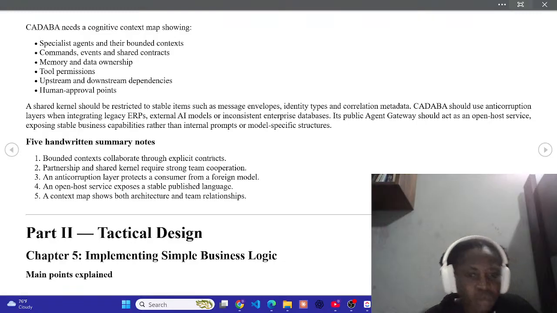Partnership and shared kernel require strong team cooperation. So in domain partnership, through a shared kernel, there must be team cooperation. The team must understand how the domains are connected, and the team must also understand the contracts between each business domain so that they can interact together.